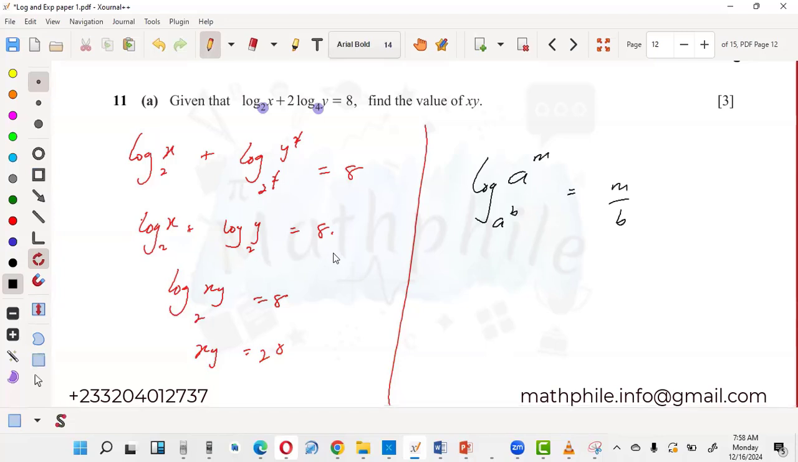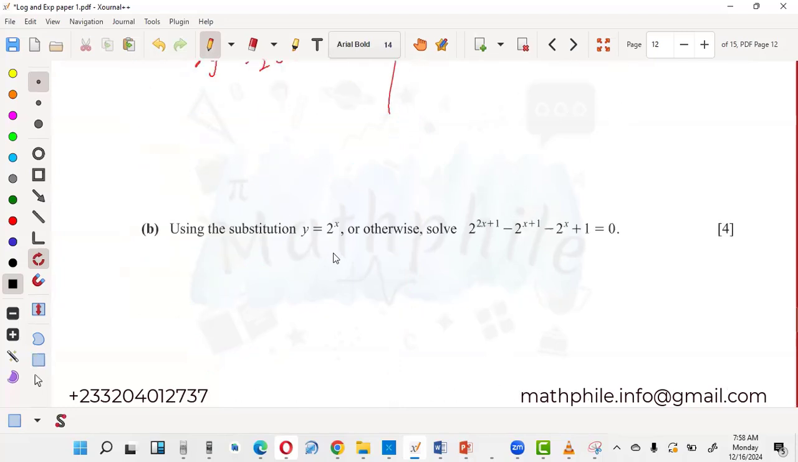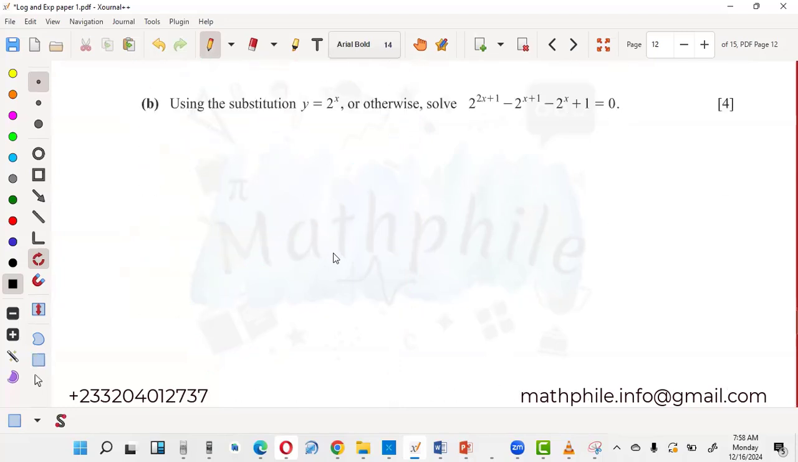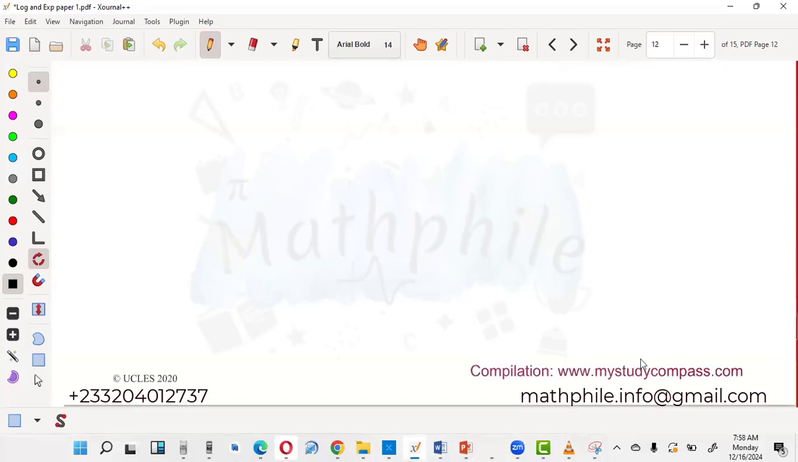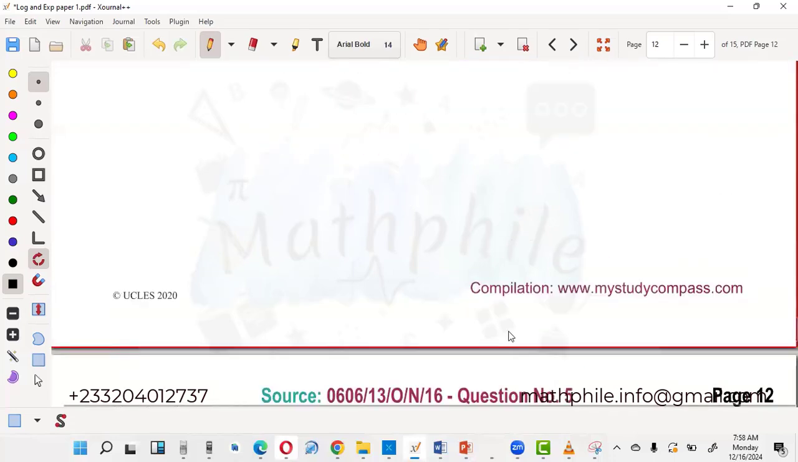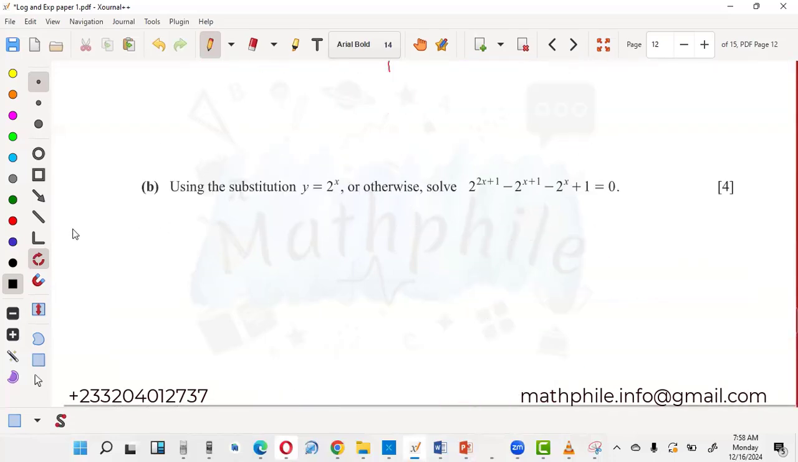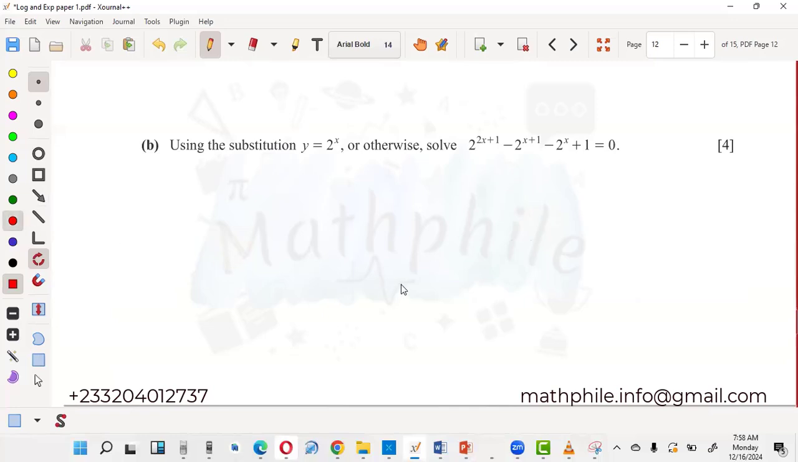Okay, I need to continue the review. So this is indices to logarithm. Let's solve this one. Okay, yeah, let's solve this one. So we need to start breaking down things. This indices question is, I'm very sure, going to involve logarithm later.